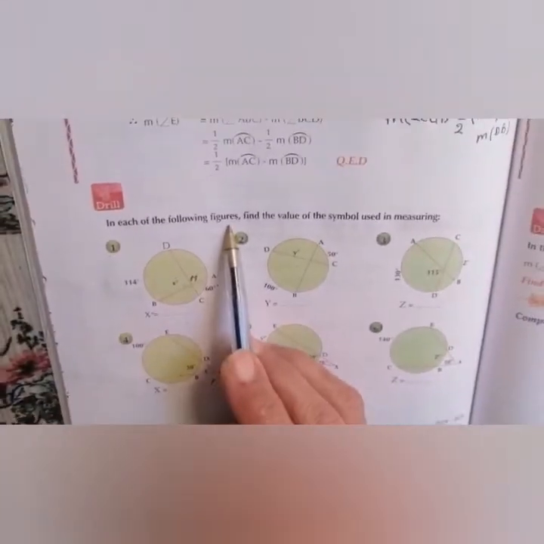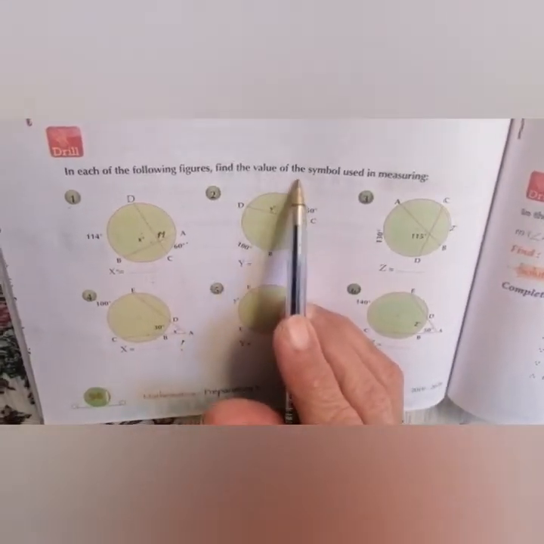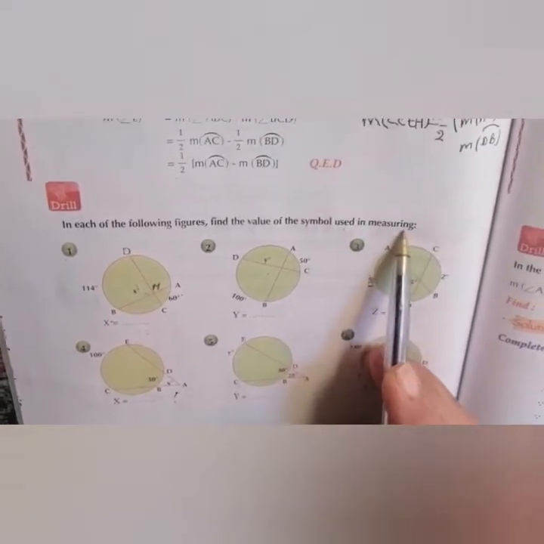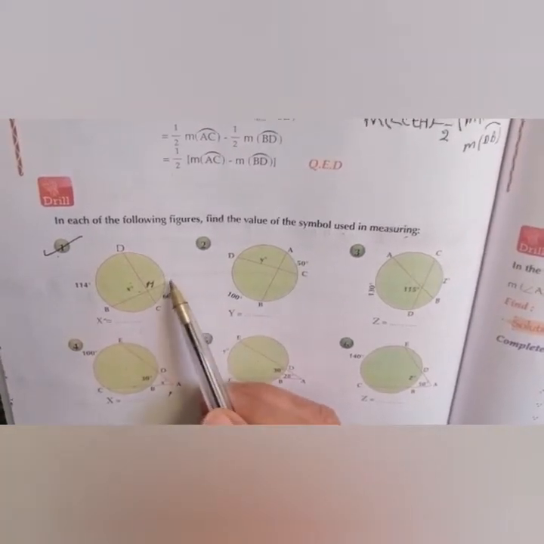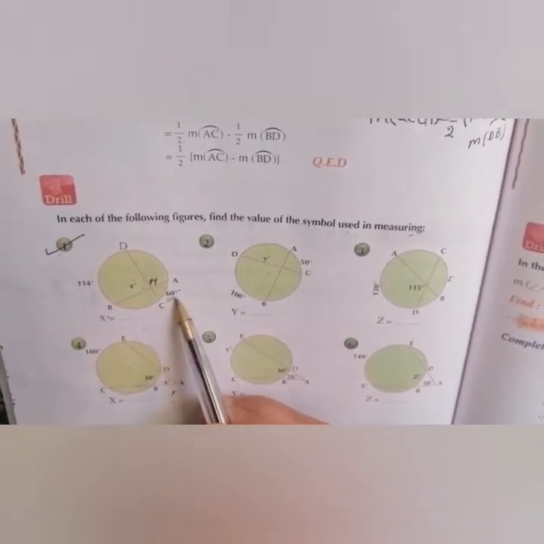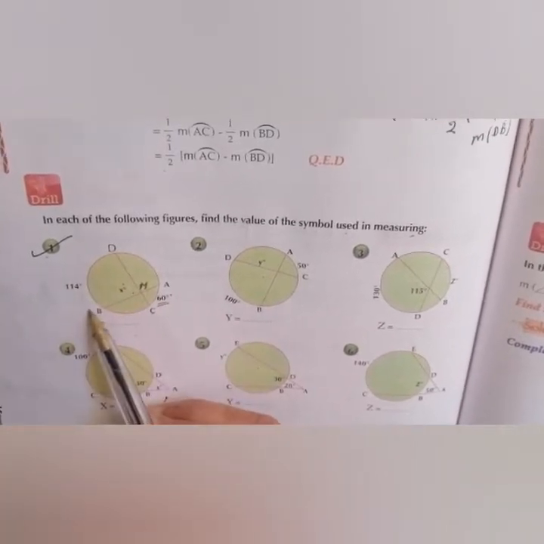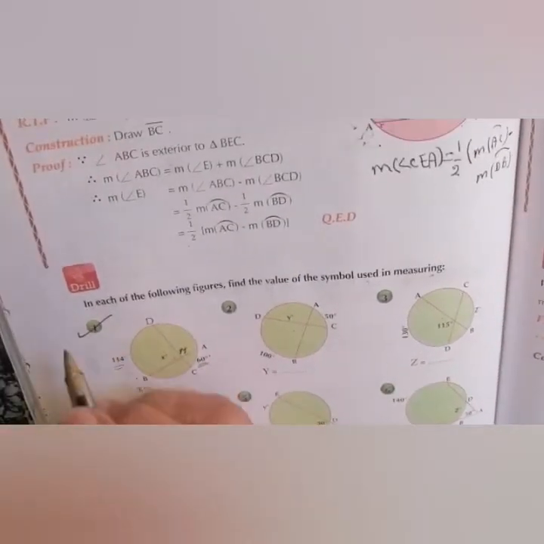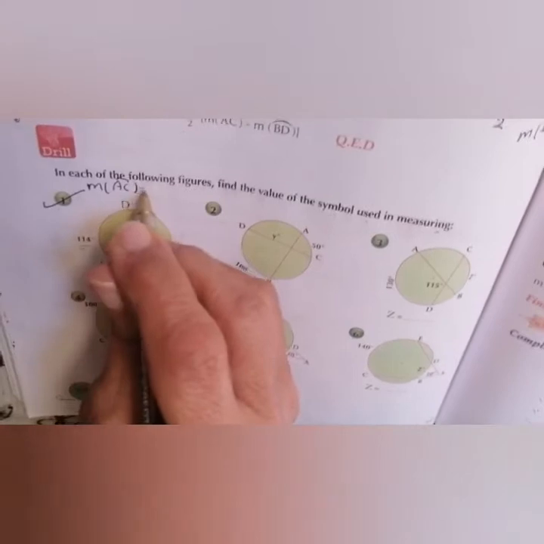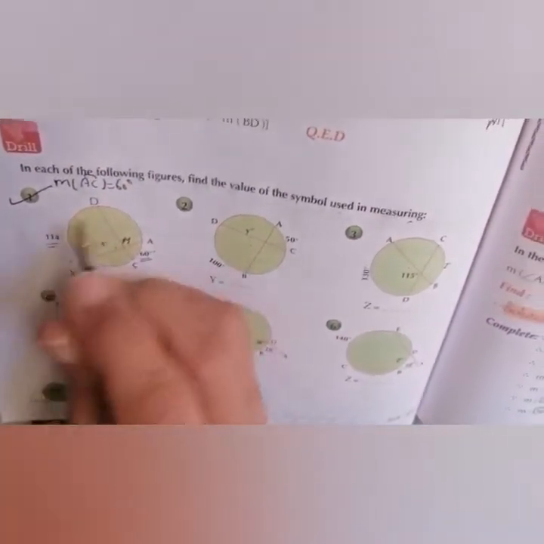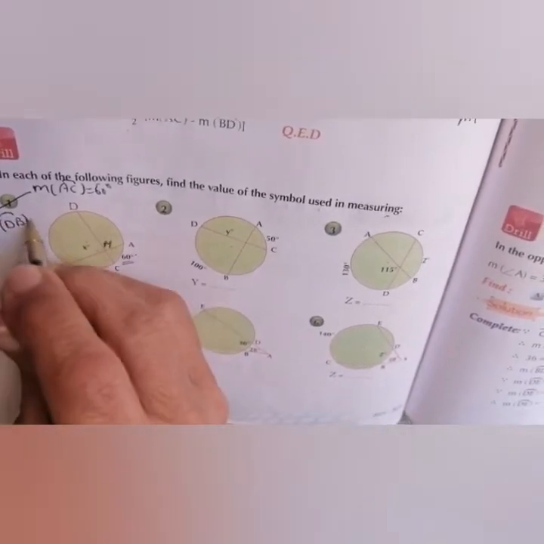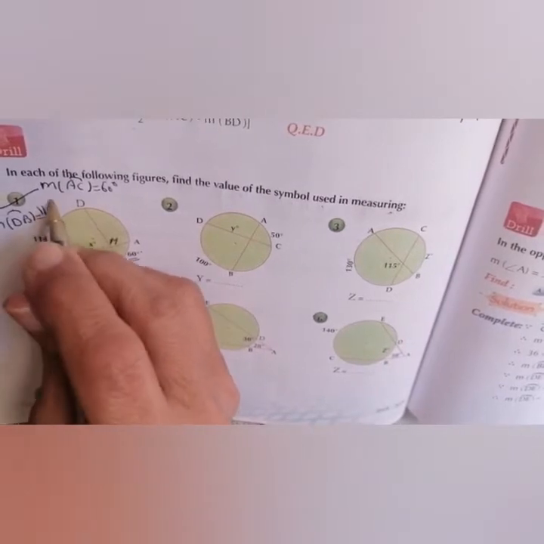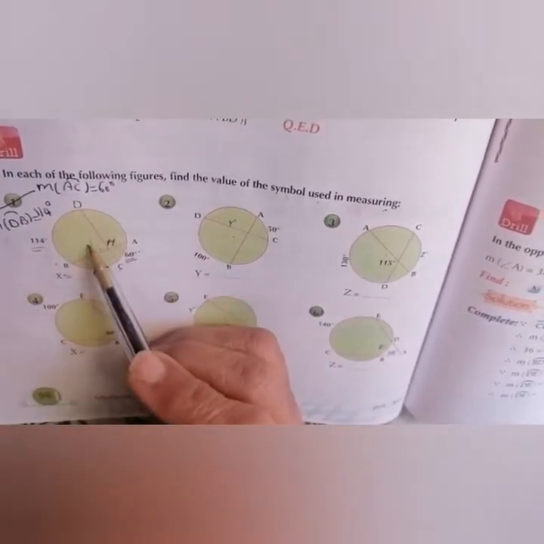In each of the following figures, find the value of X using the measure. Number one, figure one. The measure of arc AC equals 60 degrees and the measure of arc DB equals 114. So measure arc AC equal 60 degrees. Measure arc DB equal 114 degrees. How to find X?